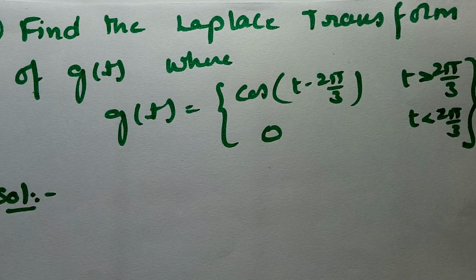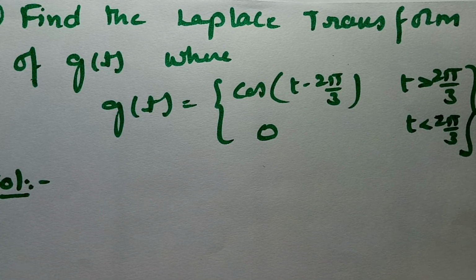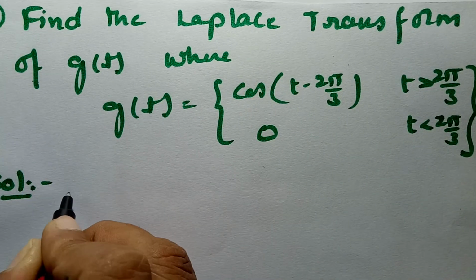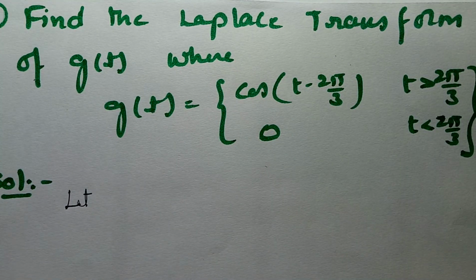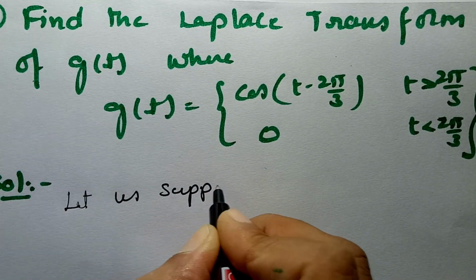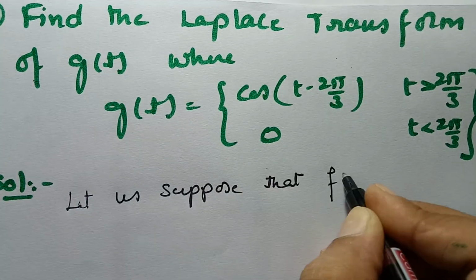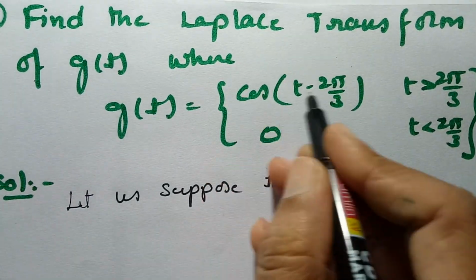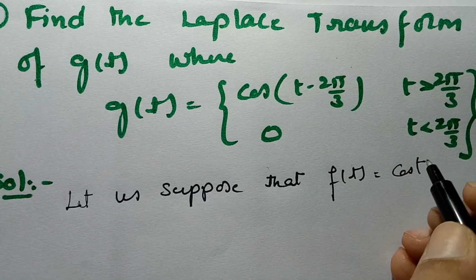If you see the question, it is very clear that we have to assume the first function. What is the first function? Let us suppose that the first function is f of t is equal to, again the question is in the form of cos, so I am choosing f of t is equal to cos t.